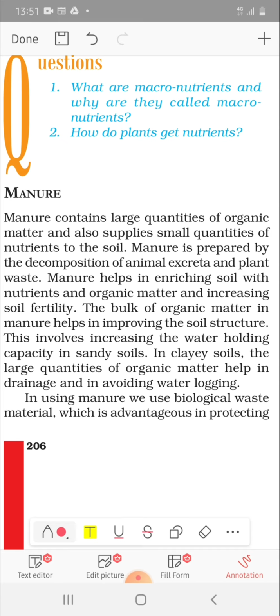In using manure, we use biological waste material, which is advantageous in protecting our environment from excessive use of fertilizers. So it is an organic matter, and how do we make this? We make this from the biological waste material. Using biological waste material is also a way of recycling farm waste. Based on the kind of biological material used, manure can be classified as compost and vermicompost, and the other one green manure. So what is compost and vermicompost?